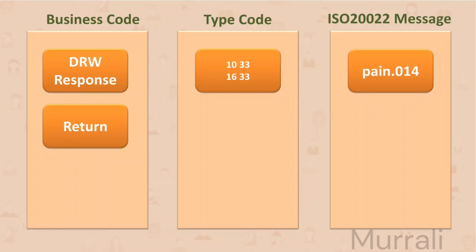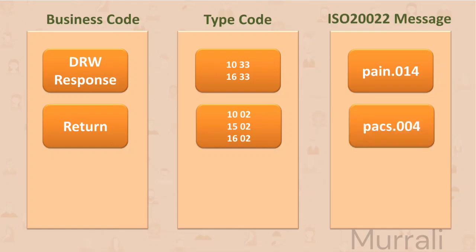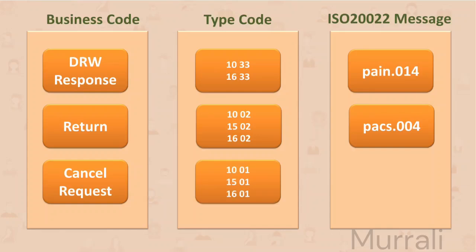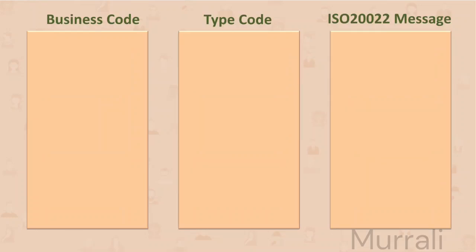In case any funds need to be returned, it can be CTR, BTR, or DRW. These functions are performed using the codes 1002, 1502, and 1602. Now all these codes are replaced or handled using the PACS.004 message. In case any of the funds need to be cancelled, then the Fedwire uses the codes 1001, 1501, or 1601, but all these codes are now performed using the CAMT.056 message.